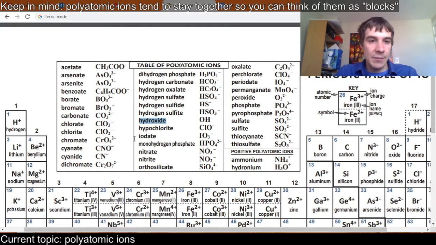So for example, chlorite obviously has chlorine in it. Bromate obviously has bromine in it. Borate obviously has boron in it, and so on. Sometimes they don't really match up, like acetate does not match what's in here, because it's just carbons and hydrogens and oxygens, but that's not that important.